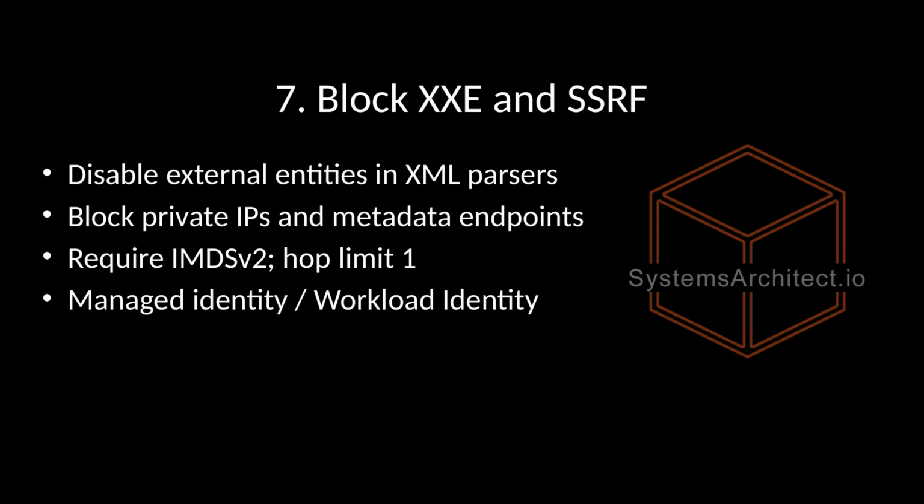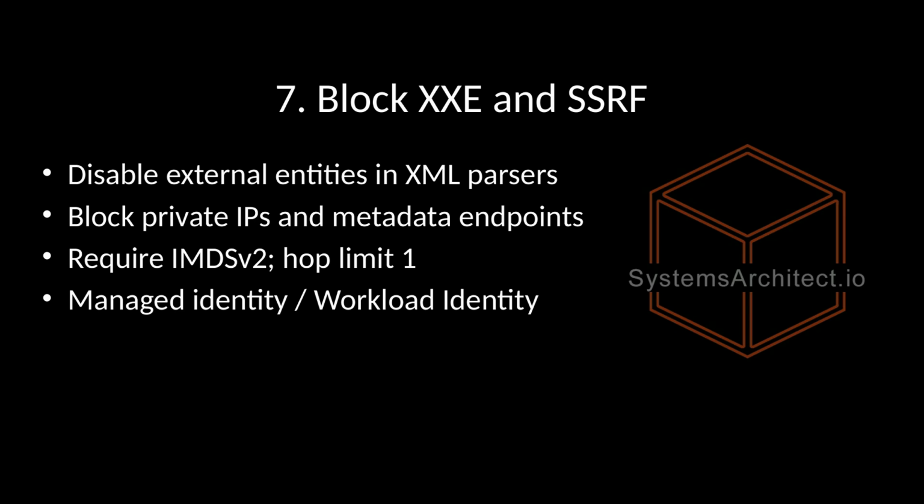XML external entity is an attack that exploits XML parsers to read files or make unauthorized requests. Server-side request forgery is an attack where the server is tricked into making requests to internal or restricted resources. SSRF makes your server call internal targets, including the cloud metadata IP 169.254.169.254, which has leaked IAM credentials in incidents like Capital One. Disable external entities in every XML parser.